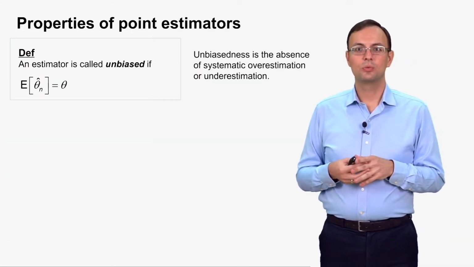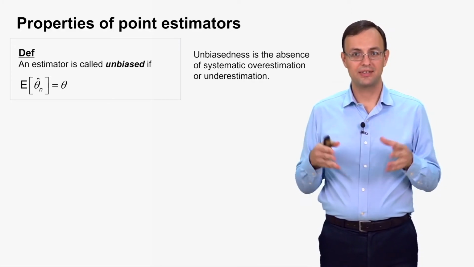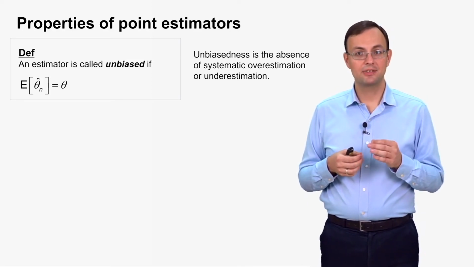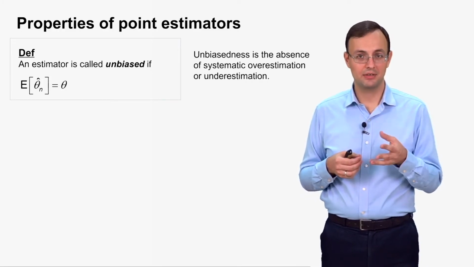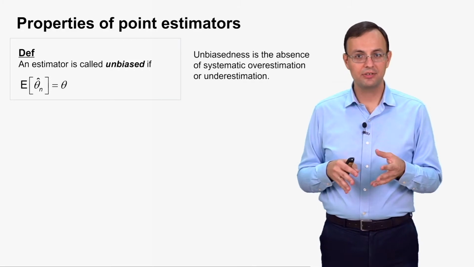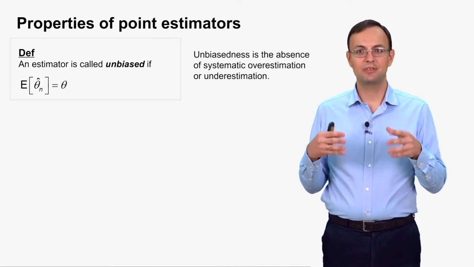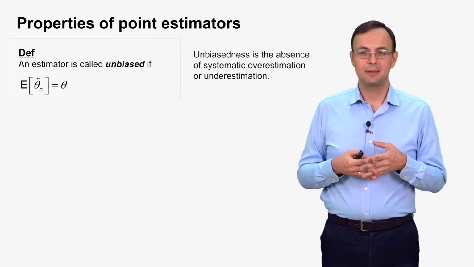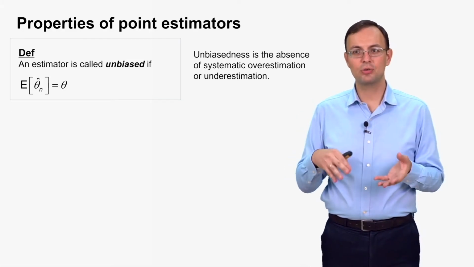The first is what we call an unbiasedness of an estimator. So an estimator is called unbiased if its expected value is equal to the parameter we are estimating. So theta is the parameter, theta hat is an estimator, and if E of theta hat is equal to theta, then we say that this estimator is an unbiased one. So what does it mean? It means that there is no systematic error, systematic overestimation or underestimation.